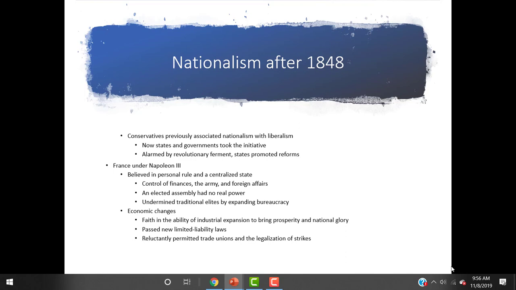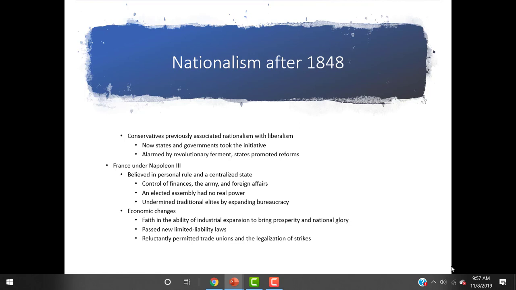Conservatives had previously associated nationalism with liberalism. Now the states and the governments take the initiative. They're really concerned over this revolutionary stuff that's going on, and the states are promoting reforms. France under Napoleon III, well, he believed in personal rule in a centralized state. He wanted to control the finances, the army, and all foreign affairs. But he did want an elected assembly, but he didn't want them to have any power. And he undermined the traditional elites by expanding the bureaucracy.